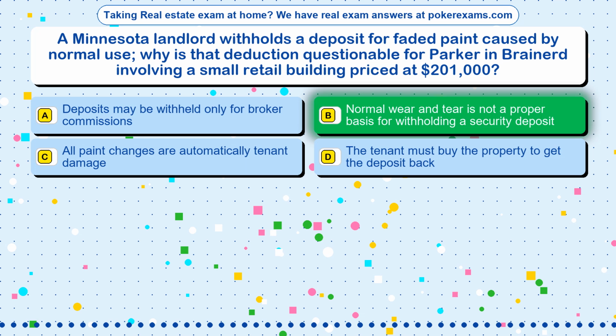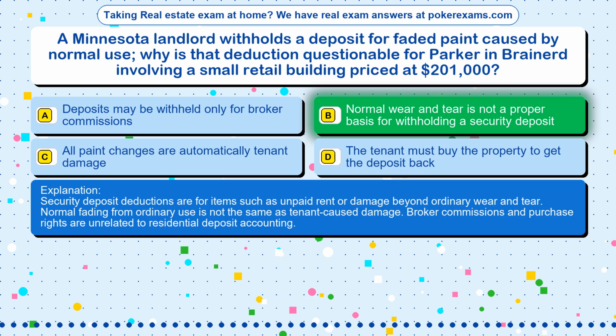The correct answer is option B. Normal wear and tear is not a proper basis for withholding a security deposit. Security deposit deductions are for items such as unpaid rent or damage beyond ordinary wear and tear. Normal fading from ordinary use is not the same as tenant-caused damage. Broker commissions and purchase rights are unrelated to residential deposit accounting.